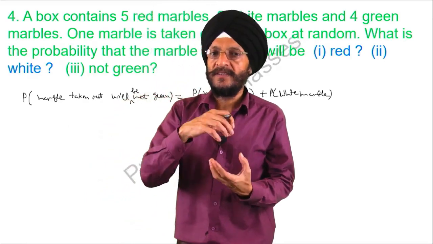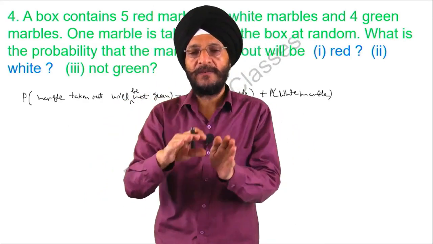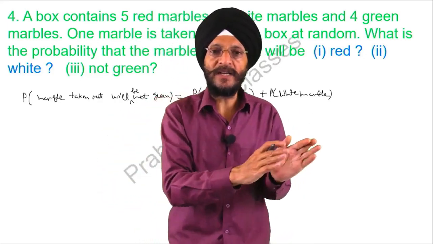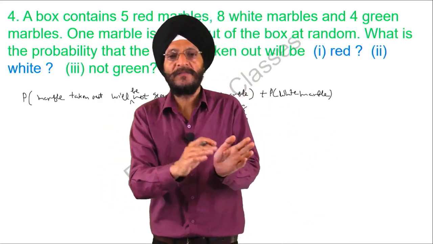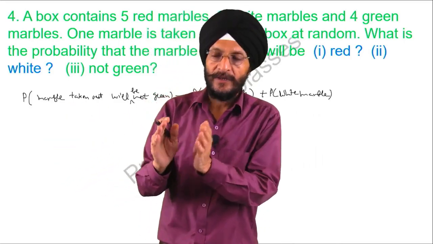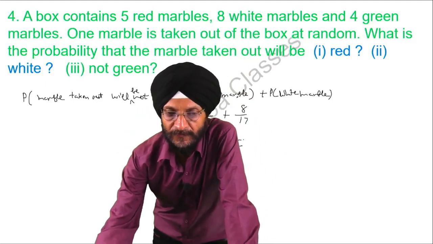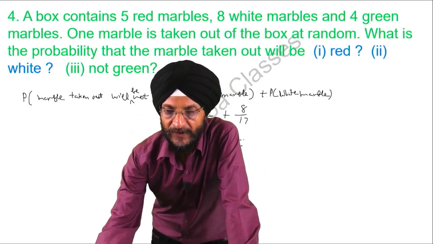This is the answer, because we want that when we pick up a marble, it should not be green, because we have only 3 types of marbles: green, white and red. We want that the marble should not be green. In other words, it will be either white or red. So we have to sum up the probability of red and white marble.